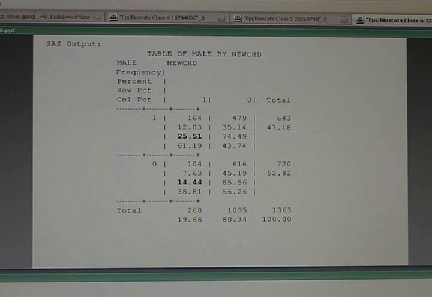So we see, for example, there are 643 men in this study. 164 of them developed NECHD during 20 years of follow-up, actually 18 years of follow-up in this data. That means 25% of them developed heart disease during the study. Let's call that their risk of developing heart disease. There were 720 women, 104 developed the disease. That's 14% of them. So a woman's risk was 14%.